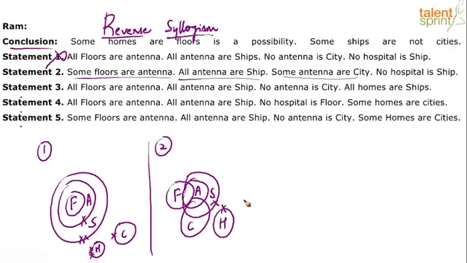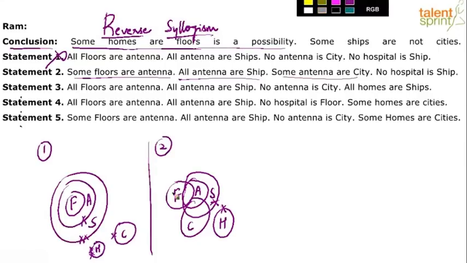Look at conclusion number 1: some homes are floors is a possibility. Is it possible? Yes, because homes cannot touch ships, or anything that comes inside ships, but homes can touch the cities and floors here. One possible way of drawing homes in this diagram is this one. Even in this case, no hospital is a ship, so we have not violated any conditions. Hospitals and ships are not touching each other. However, some homes become floors, so it is possible in option 2.